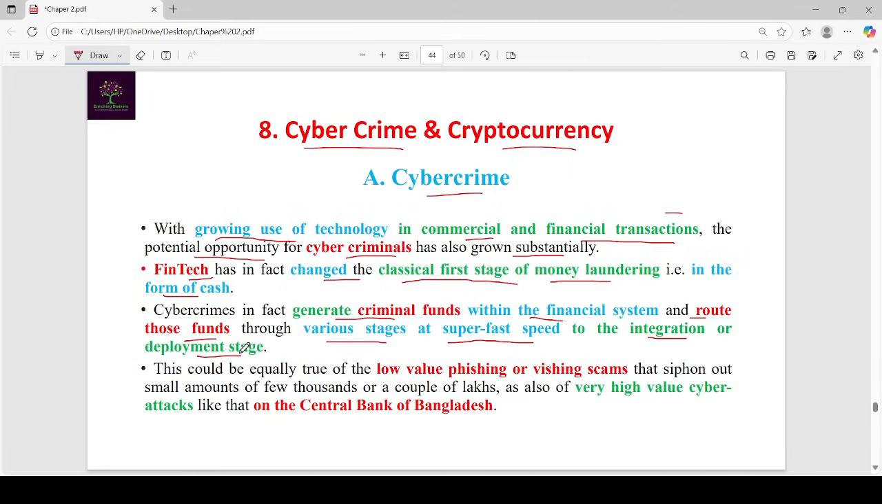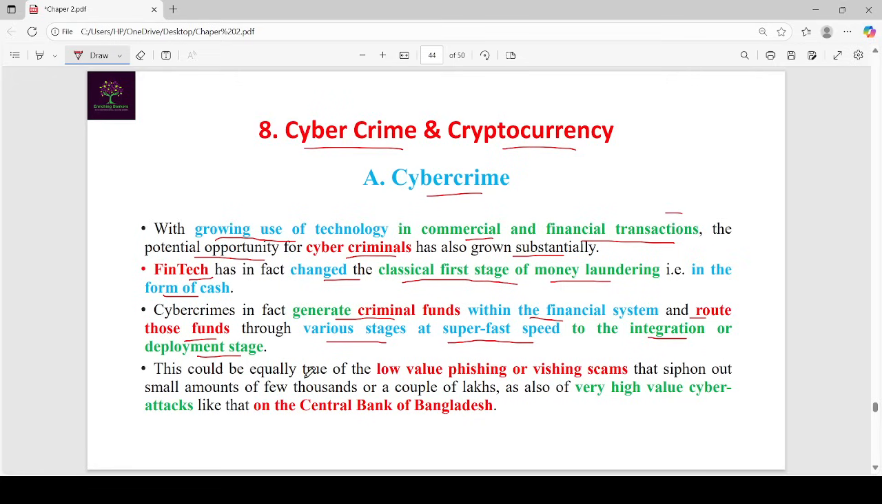They are not physically placing the illegal funds in cash form. They changed the classical placement stage. They are generating criminal funds in the financial system in digital form, and the funds are routed through various stages at super fast speed to the integration or deployment stage.